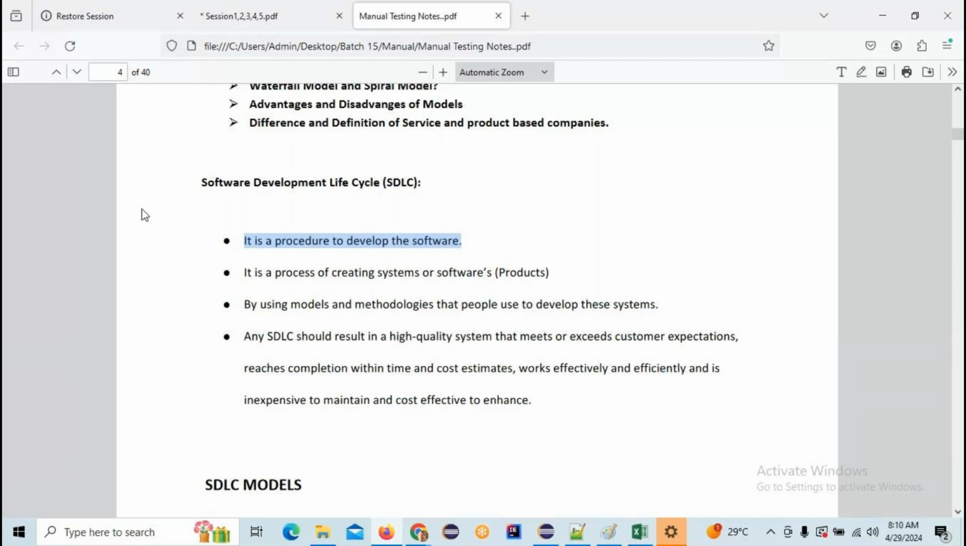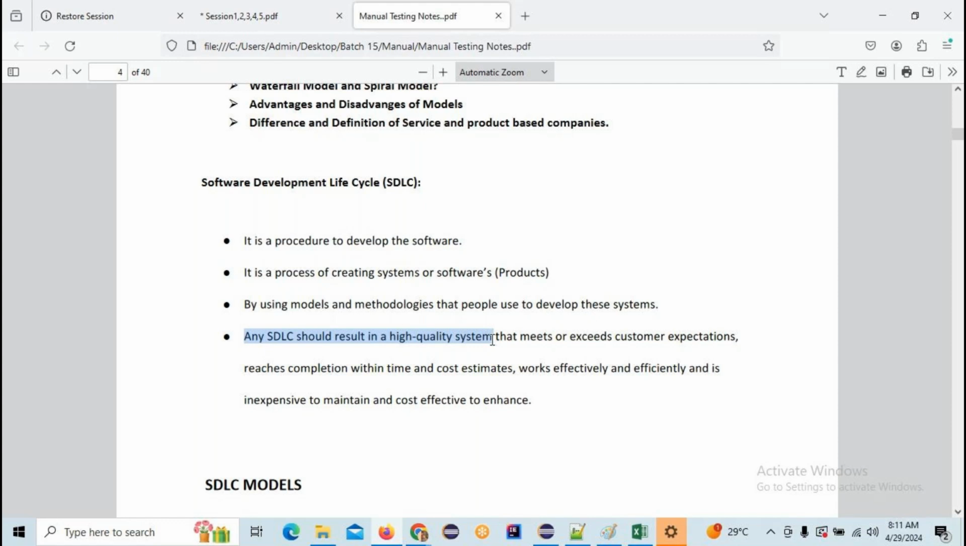Okay, so here you can see the software development lifecycle is a process or procedure to develop the software, and it is a process of creating systems or products or softwares. Any SDLC should result in high quality systems. So why are we following the different models? To provide the quality system.